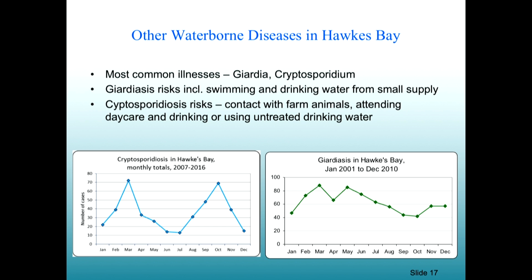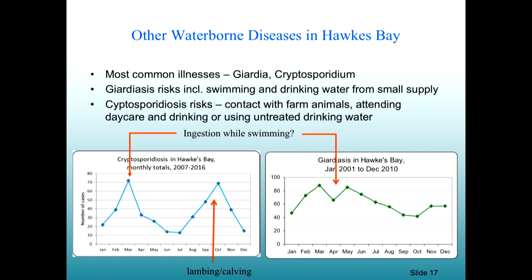Just a little bit about some of the conditions that are commonly referred to as being associated with water, and these are Cryptosporidium and Giardia. One of the things we notice when you look at the data over a period of years is that there seem to be, with crypto, actually two peaks.